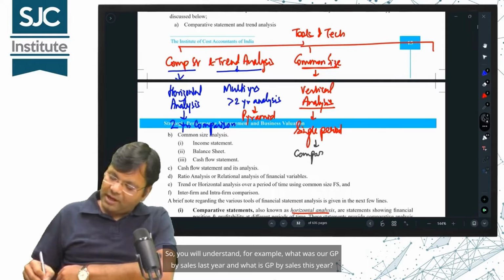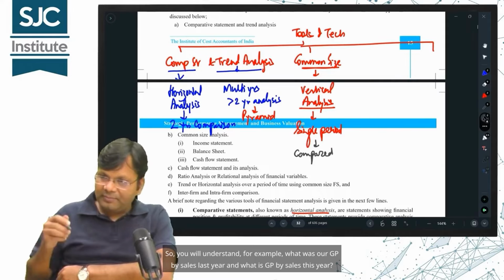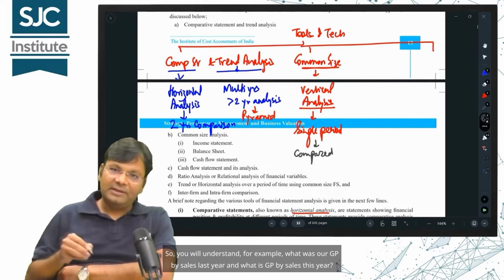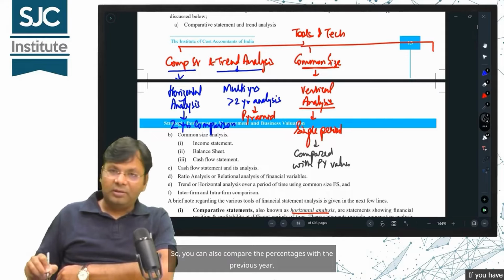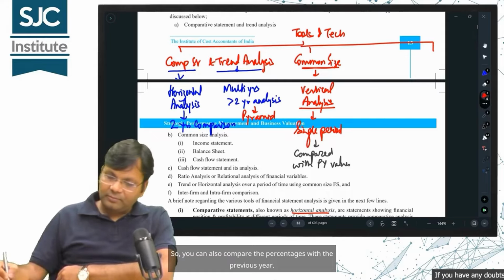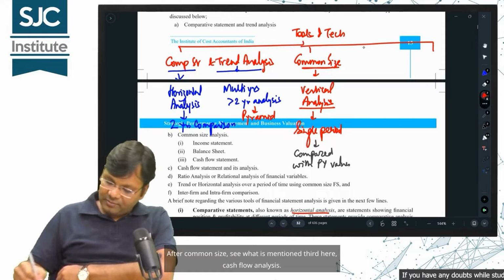So, you will understand, for example, what was our GP by sales last year and what is GP by sales this year, compared with previous year values. You can also compare the percentages with the previous year. After common size, see what is mentioned third here, cash flow analysis.